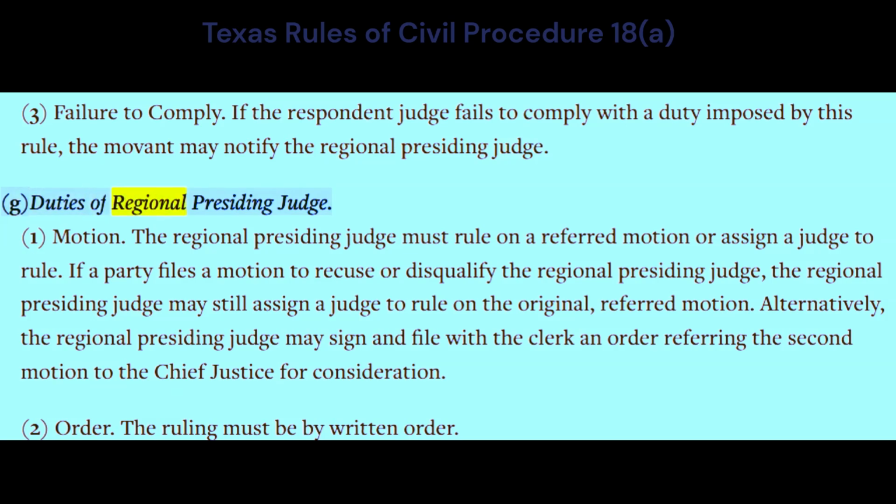G. Duties of regional presiding judge. 1. Motion. The regional presiding judge must rule on a referred motion or assign a judge to rule. If a party files a motion to recuse or disqualify the regional presiding judge, the regional presiding judge may still assign a judge to rule on the original referred motion. Alternatively, the regional presiding judge may sign and file with the clerk an order referring the second motion to the Chief Justice for consideration. 2. Order. The ruling must be by written order.